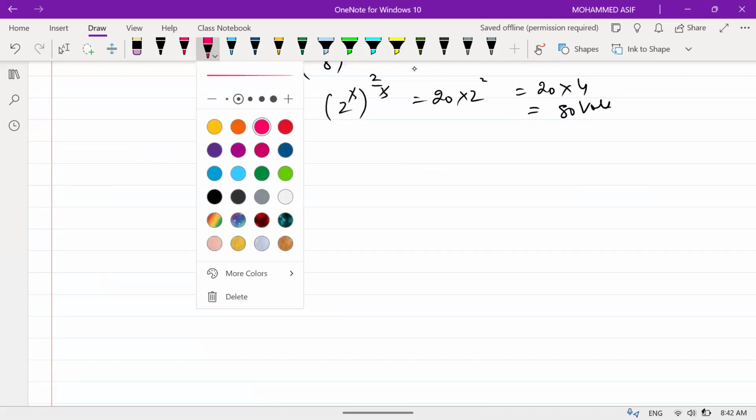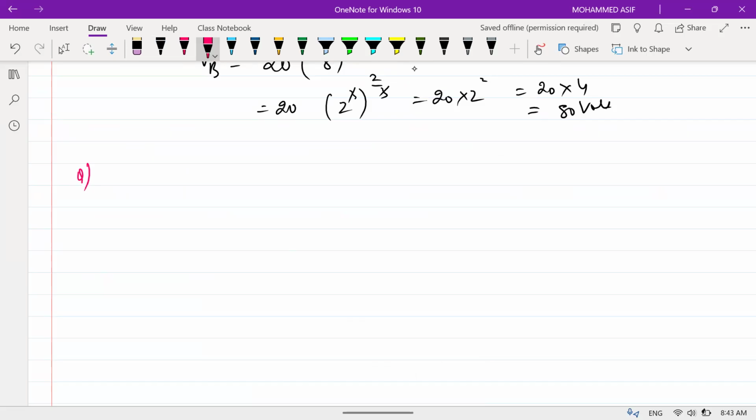One more. Again, very important, beta. We got 2 identical droplets.